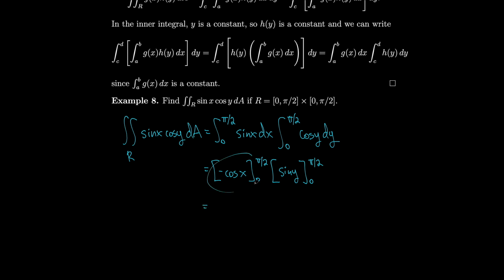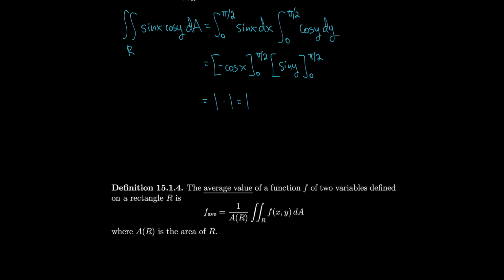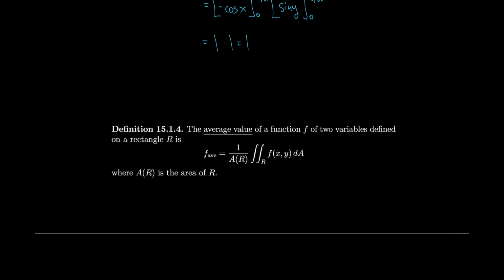So this guy's 1, this guy's 1, so we just get 1 times 1, which is 1. Handy. Next up, we define the average value of a function pretty much the same way as we do for one variable, except that instead of dividing by b minus a, that was the length of an interval, we're integrating over rectangles. So they don't just have length, they have areas. So we have to divide by the area of the rectangle, and we get the average value.